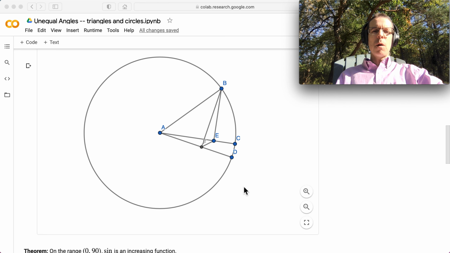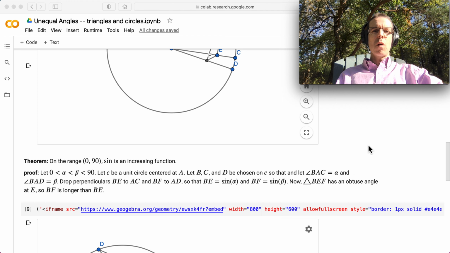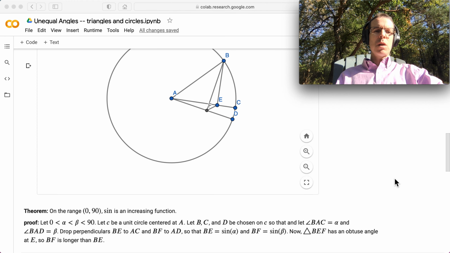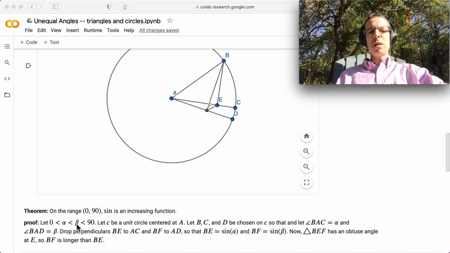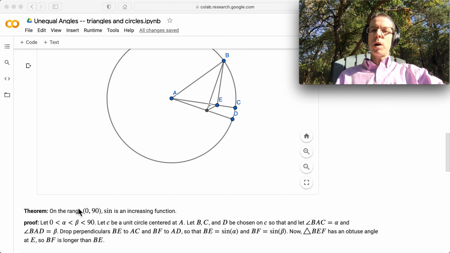And this diagram is going to help us prove that. You can feel free to read the text, or I'll link to the text in the comments. So what does it mean to say that this is an increasing function? It means if we have two different angles in this range, alpha and beta, and alpha is less than beta, then the sine of alpha will also be less than the sine of beta. So that's what it means for this to be an increasing function. Basically, bigger angles have bigger sines, at least within this range 0 to 90. So let's see how this works.